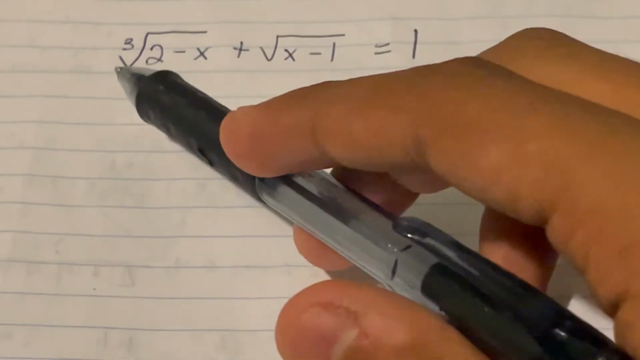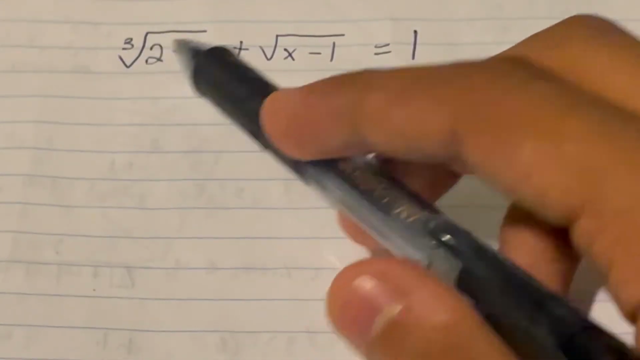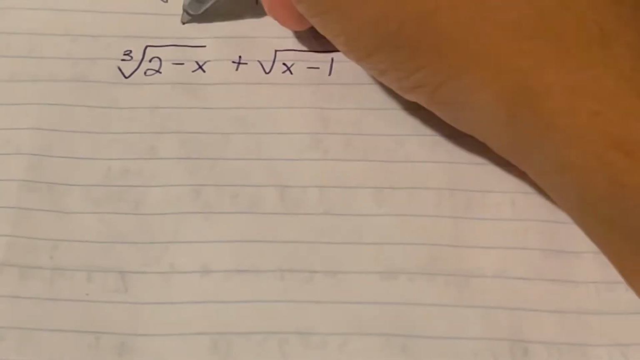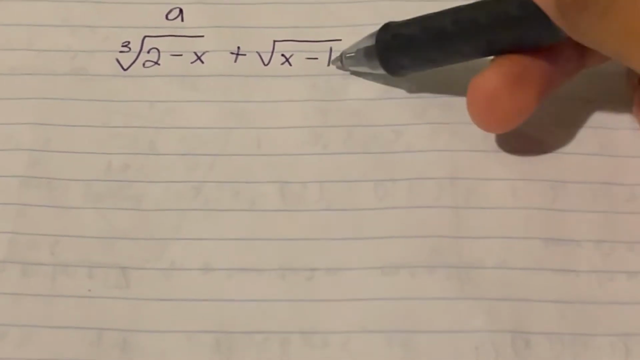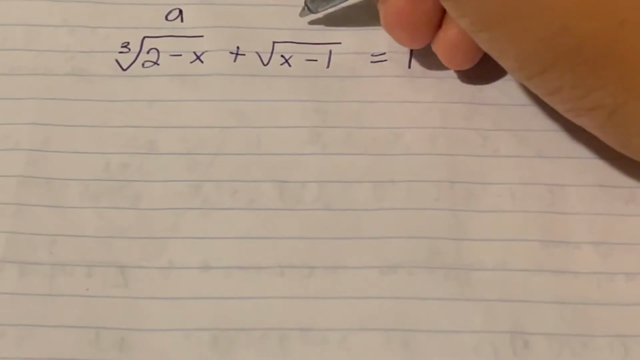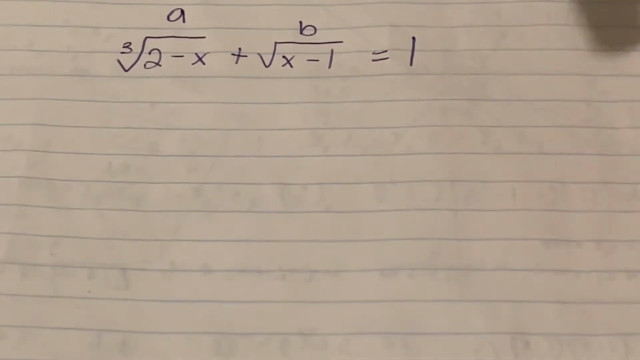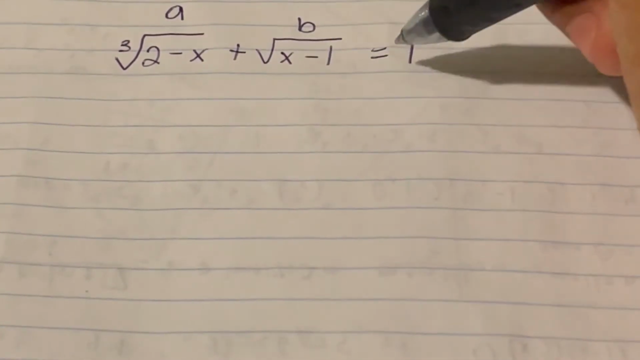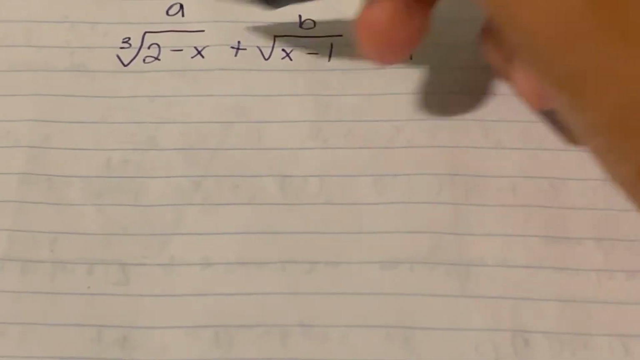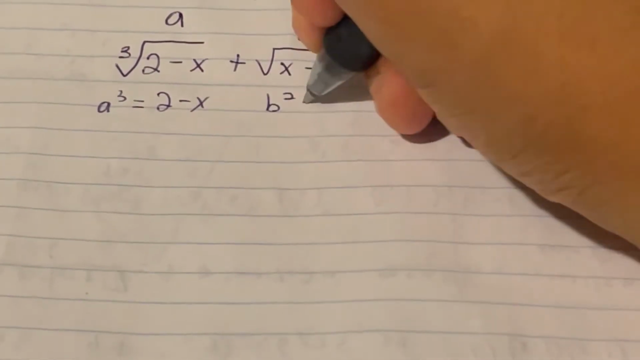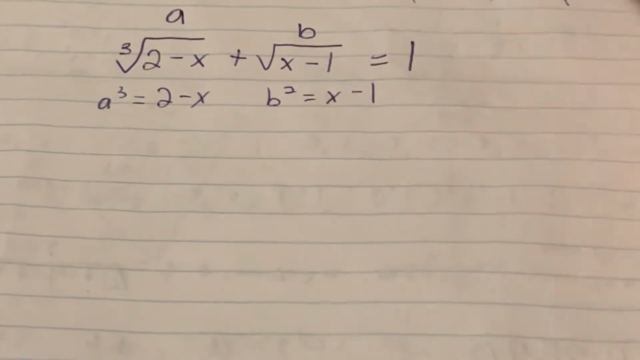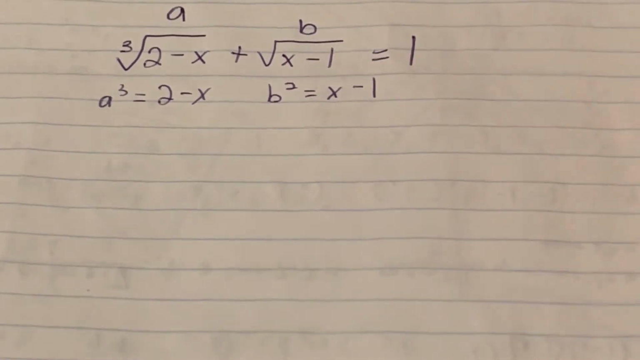So how about we set the cube root of 2 minus x equal to a, and we'll set the square root of x minus 1 as b. So we have a plus b equals 1. And now let's just give the roots by having a cubed equaling 2 minus x and b squared equaling x minus 1.